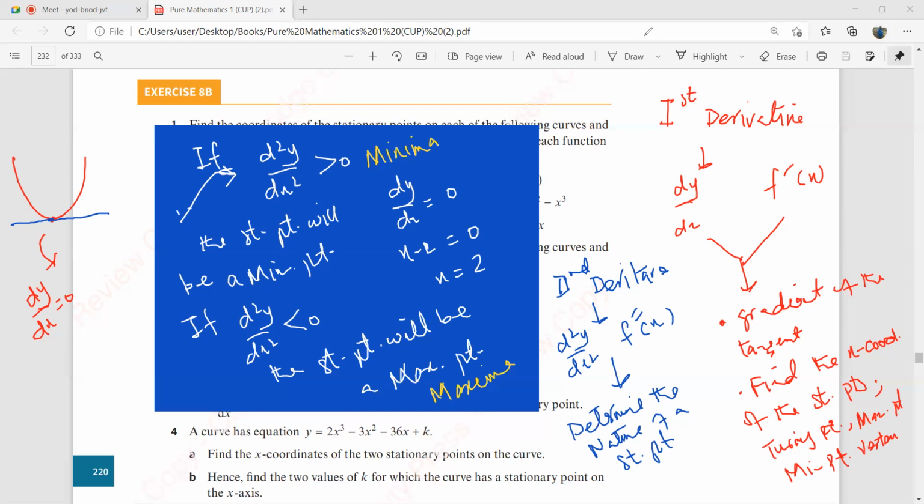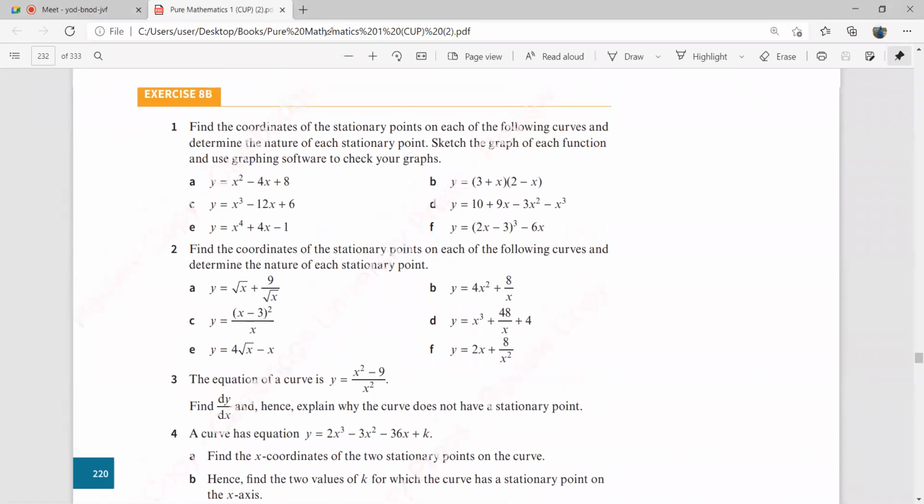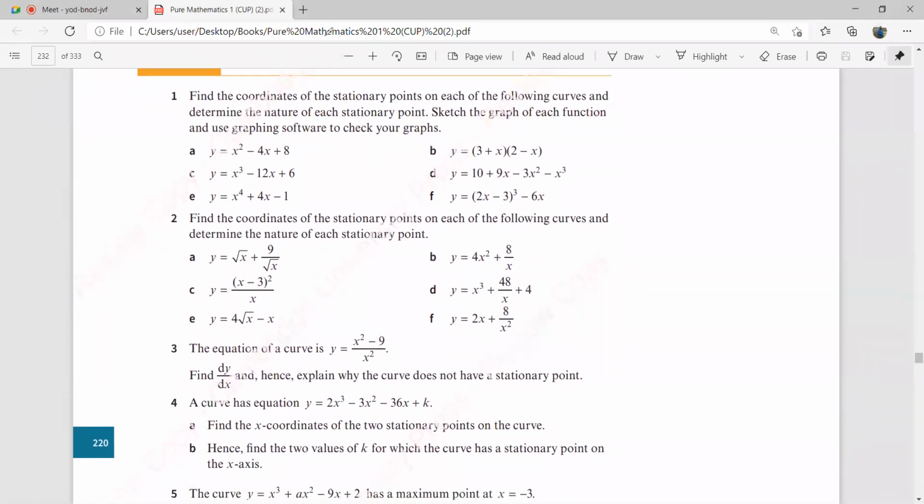Okay, now let's try some questions from here. In this first question of this exercise 8b, it says find the coordinates of the stationary points. So this is the first part. You will have to find the coordinates of the stationary point, okay? And then it says determine the nature, okay? So I'm not going to take you people to sketching this. So don't do that sketching. We're just going to focus on the first derivative, the second derivative, and determining the nature of that point, okay?